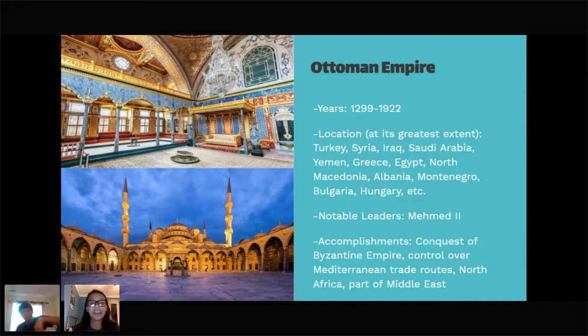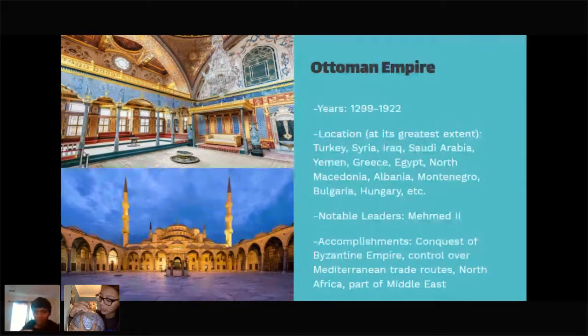So Ottoman land included Turkey, Syria, Iraq, Saudi Arabia, Yemen, Greece, Egypt, North Macedonia, Albania, Montenegro, Bulgaria, Hungary, and I couldn't write anymore. There were so many. If you have a map, I'm going to bring a globe over here. It's kind of hard because this globe's all gray, but I'm going to try and show you guys. So it goes into Northern Africa, which I didn't mention. Northern Africa is around here, right? And it goes even into Saudi Arabia, which is where my thumb is right now. And its furthest extent was Austria and Hungary, which is right here. So this whole area is pretty much the Ottoman Empire during this time.